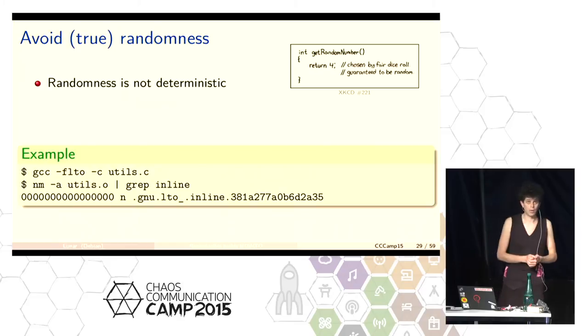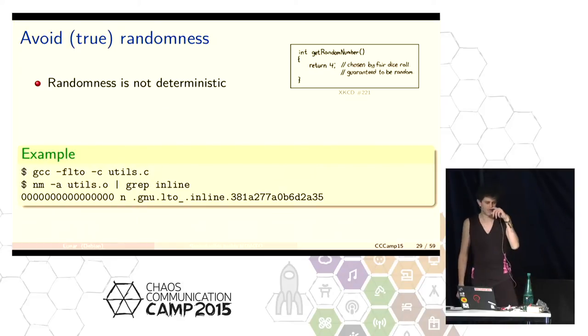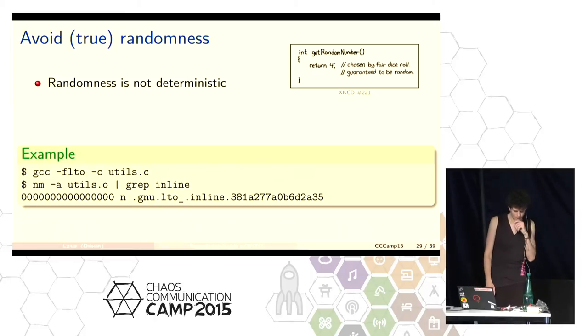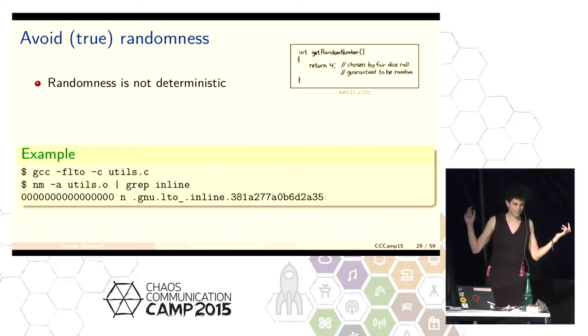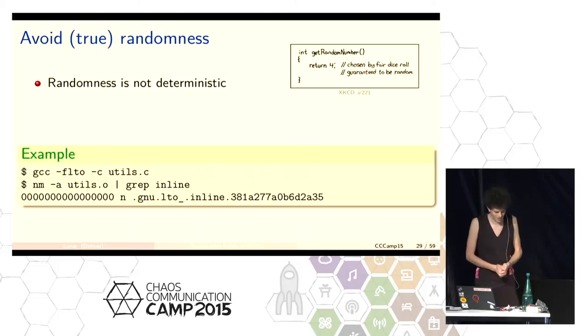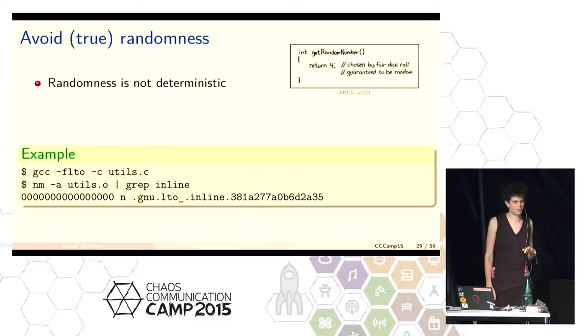Related issue: avoid true randomness. Unless you implement your randomness like Randall Munroe, you will actually have non-deterministic values. The example here is link time optimization from GCC. If you give it that, you will get unreproducible builds because, well, random, different every time, hopefully. And the good news is that computers are very bad at randomness, but you know that.